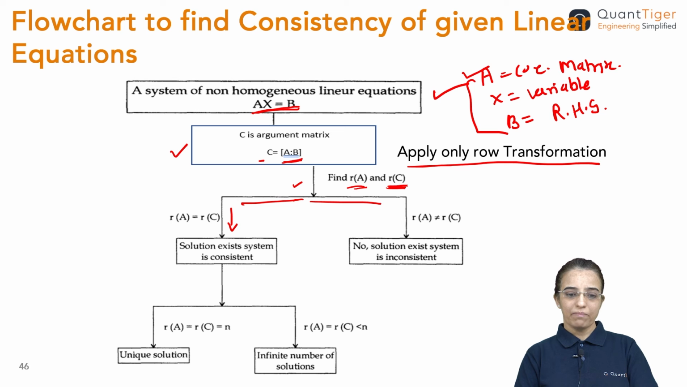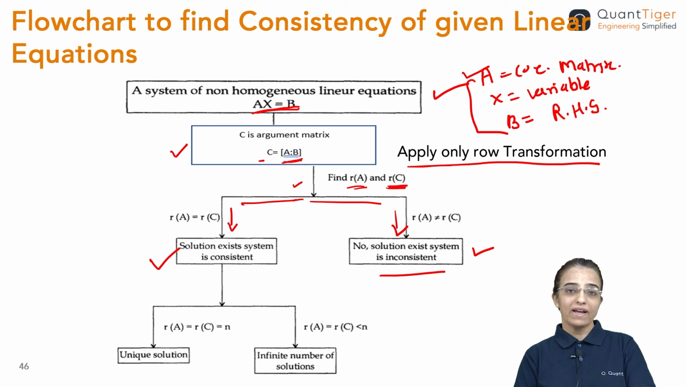Whenever both ranks are matching, we say that a solution exists and the system of equations provided is consistent. Now if the row rank of A and the row rank of C don't match each other, then we say the system of equations provided is not consistent, or inconsistent. So this is how we find whether the system of equations is consistent or inconsistent. Once we find that it is inconsistent, that's the final step.